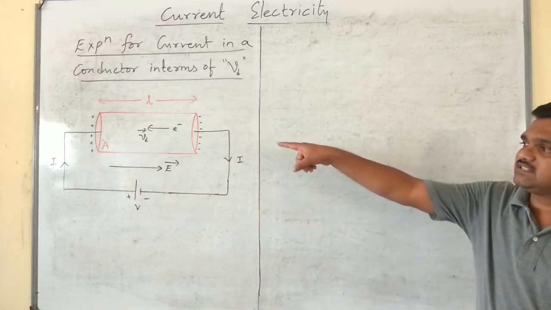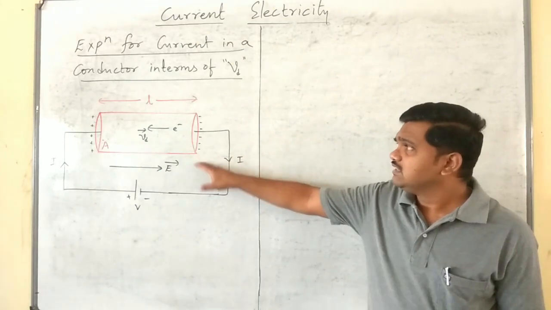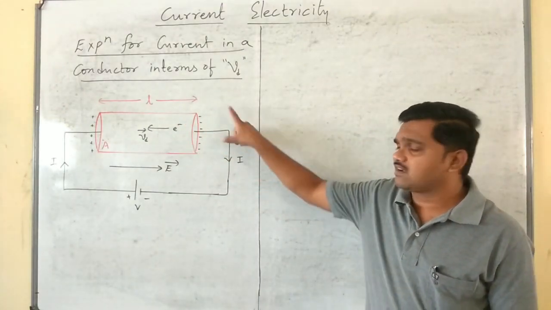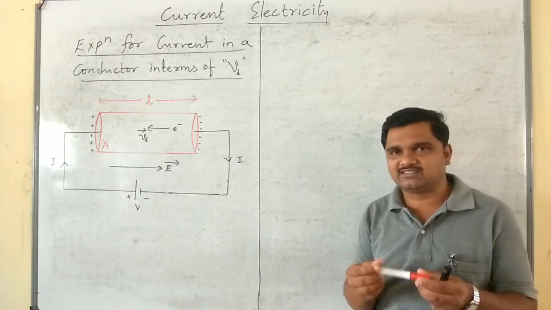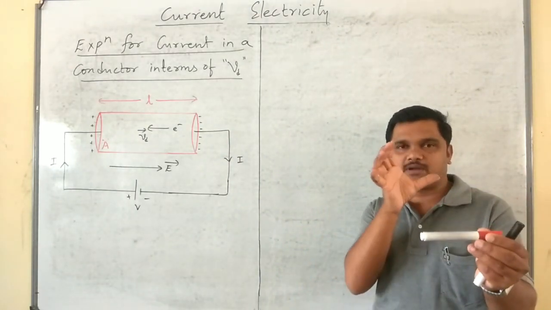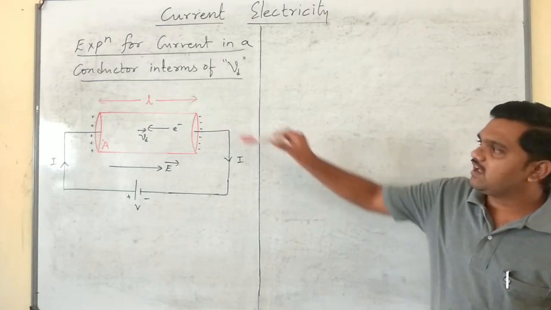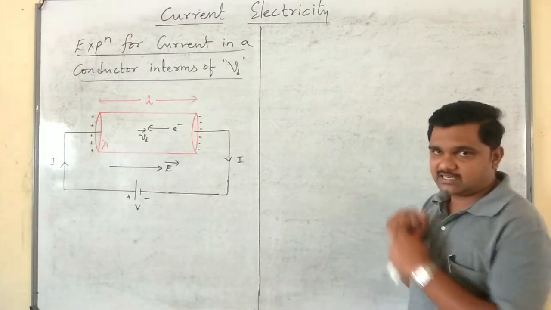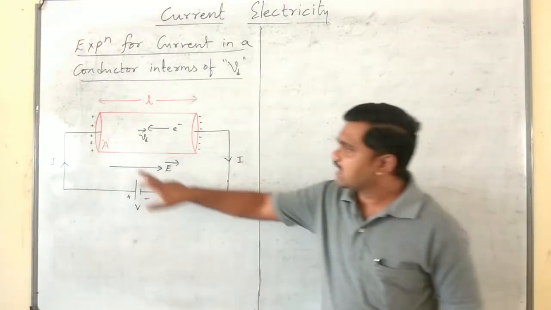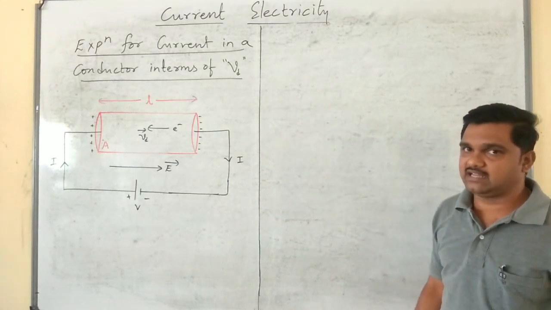See here, as I wrote earlier on the board, I have considered one conductor in the form of a cylinder. It is just like a cylindrical wire. If you go for a macroscopic view, it looks like a cylinder. Let L be the length of the conductor. Let capital A be the area of cross section of that conductor.